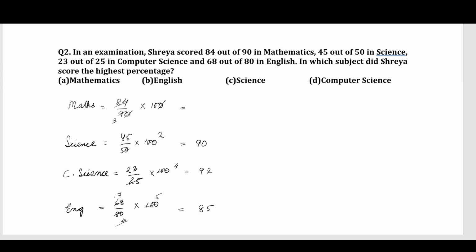Then the first one: 3 3 are 9, 3 2 are 6, 3 8 are 24. Then 280 by 3: 3 9 are 27, 1 in hand, 3 3 are 9, remainder 1, so 0.33. That is 93.33%. So the first percentage is 93.33, so the answer is mathematics.